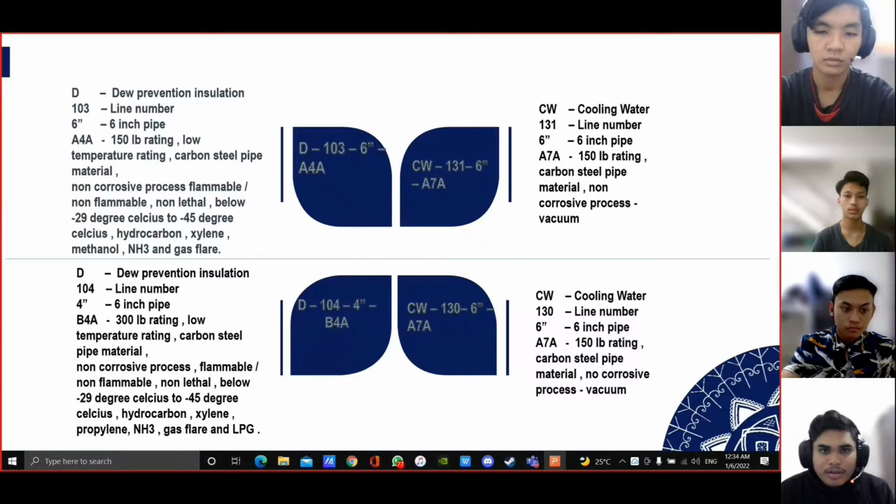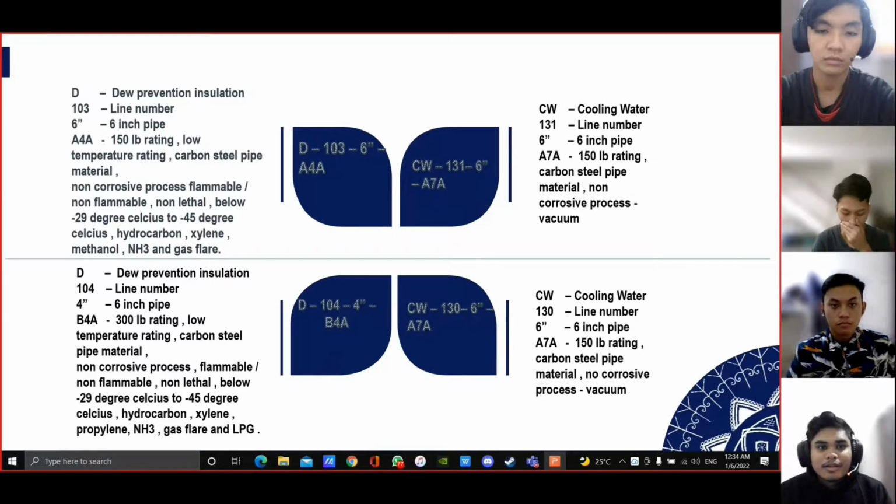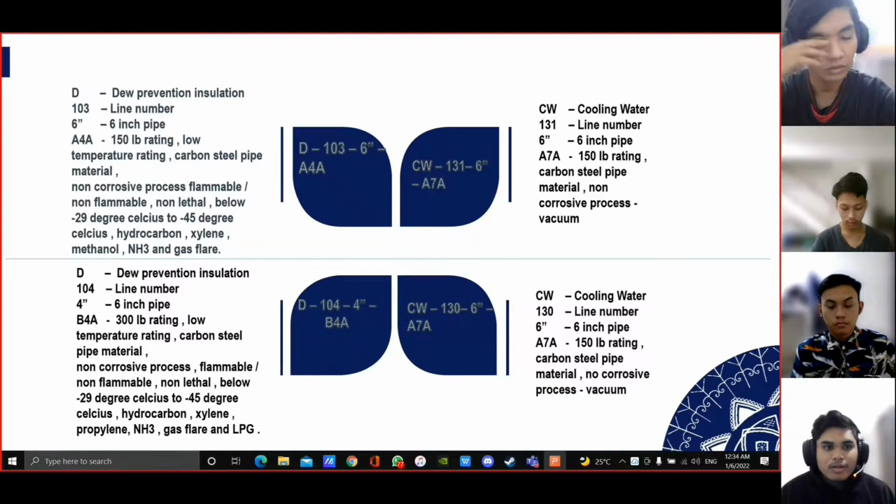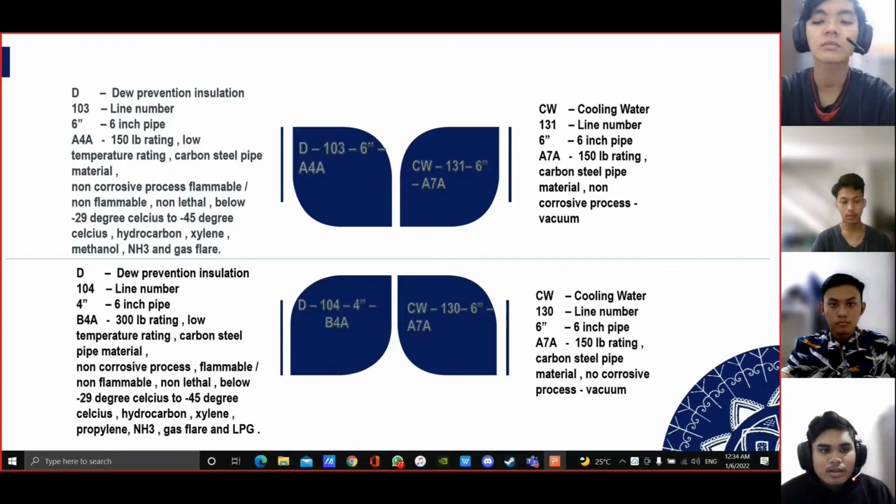Next is D103 6-inch A4A. D is for dew prevention installation. 103 is the line number. 6-inch is a 6-inch pipe. A4A is a 150 lb rating, low temperature rating, carbon steel pipe material, non-corrosive, process flammable, non-flammable, non-lethal, below negative 29 degrees Celsius to negative 45 degrees Celsius, hydrocarbon, silanes, methanol, NH3, and gas flare.